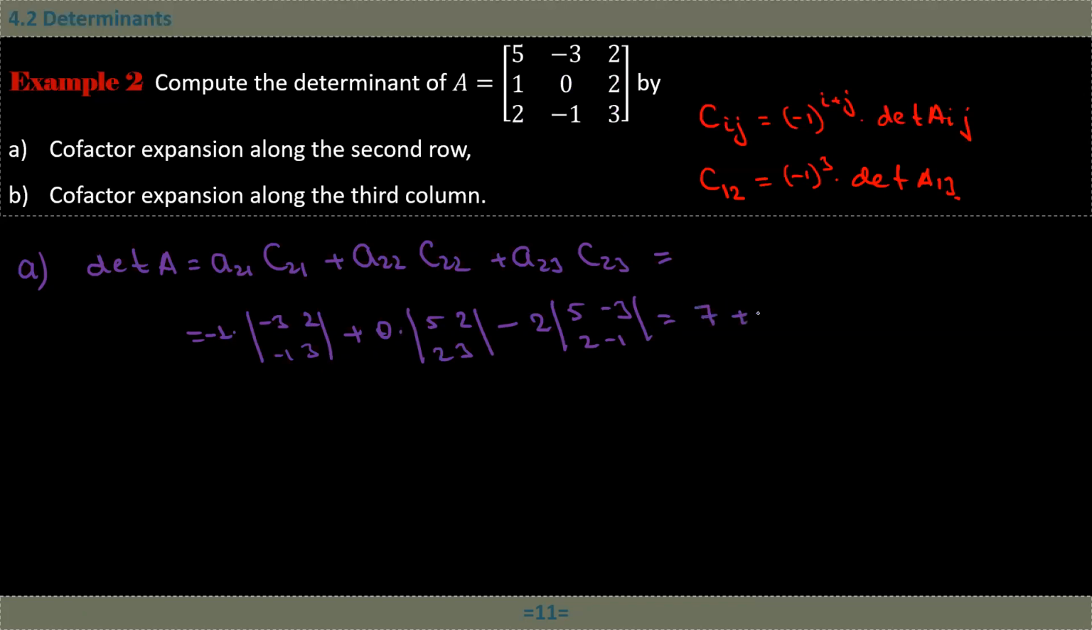Second one is just 0 minus. Third one is, here we have 2 times 5 times negative 1, negative 5, minus minus 6, it is plus 6, so that is 1, which is equal to 5. So the determinant of this matrix is 5.